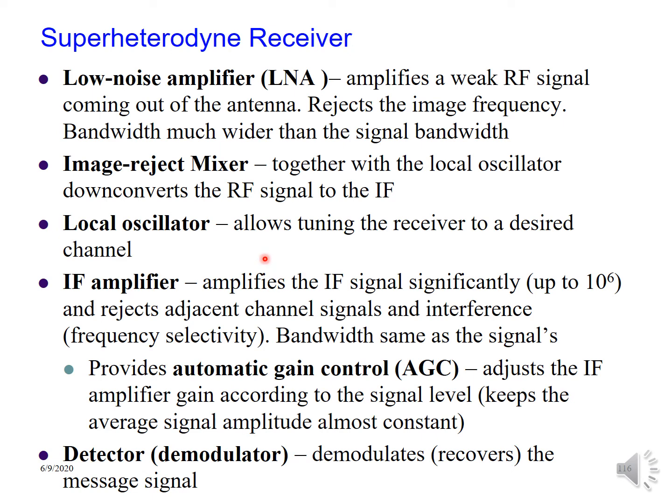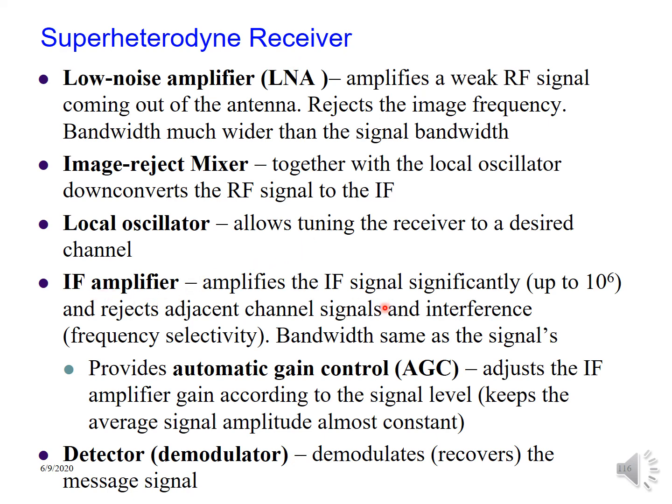The local oscillator will tune a certain frequency to a desired channel. That means it will generate a frequency, and then multiply with the mixer. Then the IF amplifier: after the local oscillator multiplies with the RF signal after the LNA, the frequency now becomes IF.